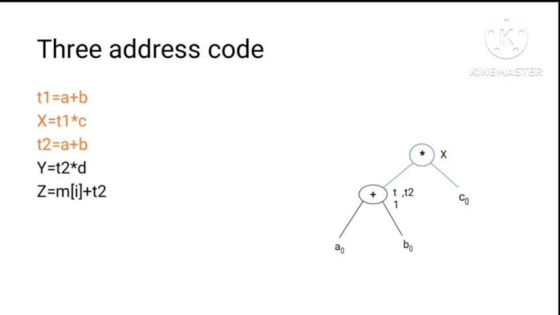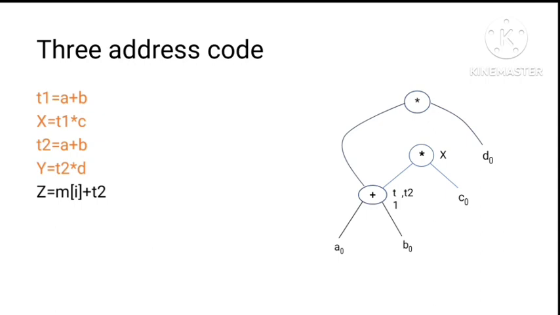Now the fourth expression is Y is equal to T2 star D. T2 is already computed here. What we require is to take D and multiply it with this T2. So star is the operation here. So I make star. On the left side you have T2, on the right side you have D. Since D is initially computed, I represent that as D0.